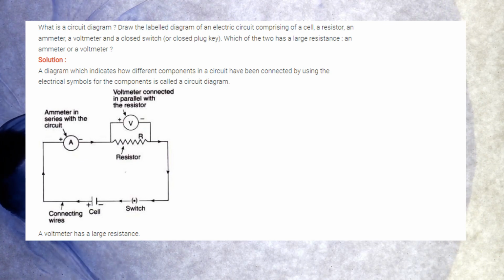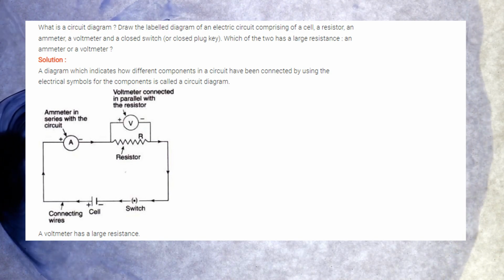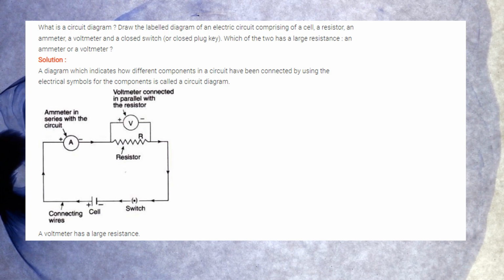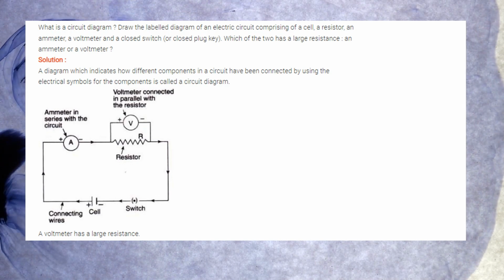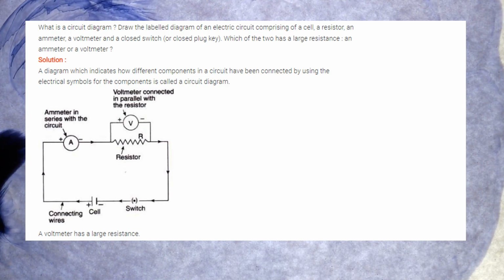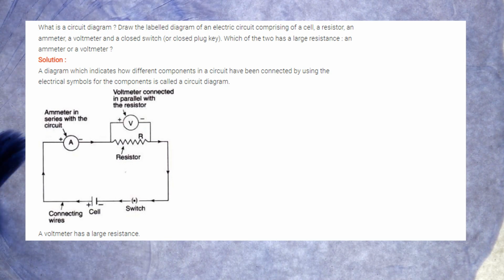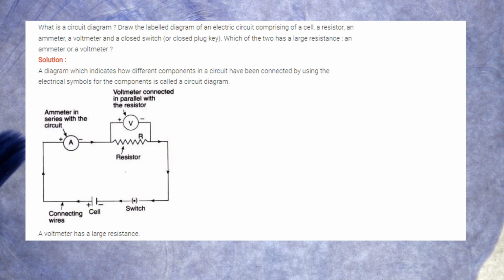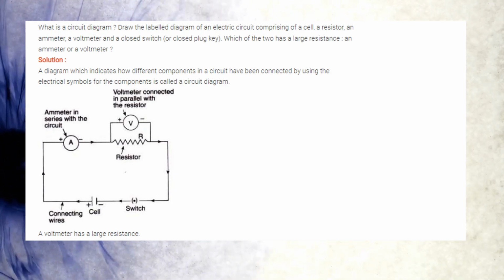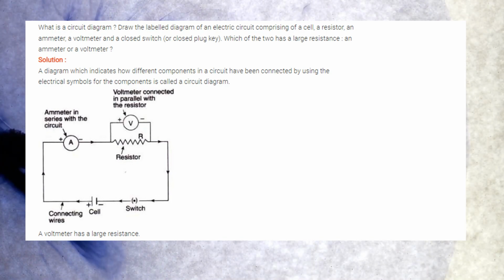Which of the two has a large resistance, an ammeter or a voltmeter? Solution: a diagram which indicates how different components in a circuit have been connected by using the electrical symbols for the components is called a circuit diagram. A voltmeter has a large resistance.